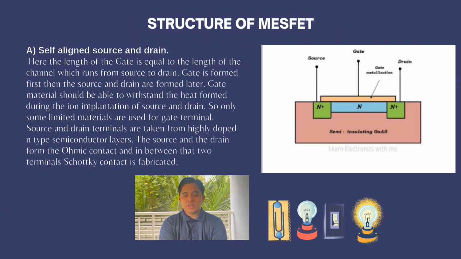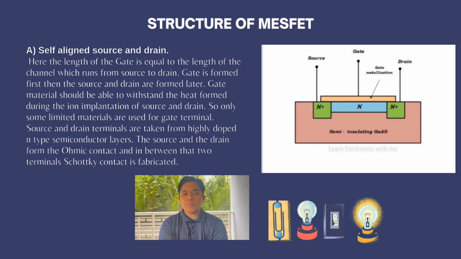I will define the structure of MESFET. The first is a self-aligned source and drain. Here, the length of the gate is equal to the length of the channel which runs from source to drain. The gate is formed first, then the source and drain are formed later. The gate material should be able to withstand the heat formed during the ion implantation of source and drain.